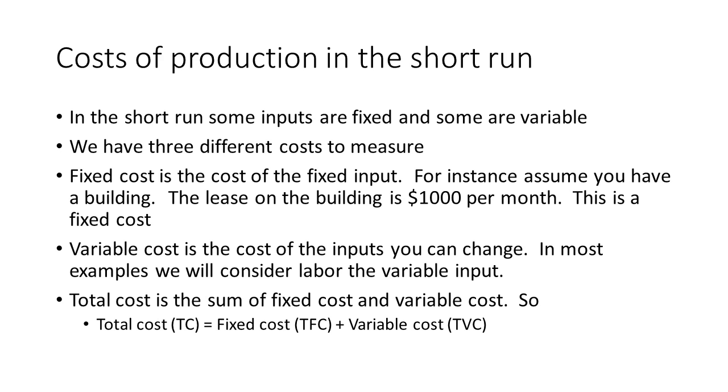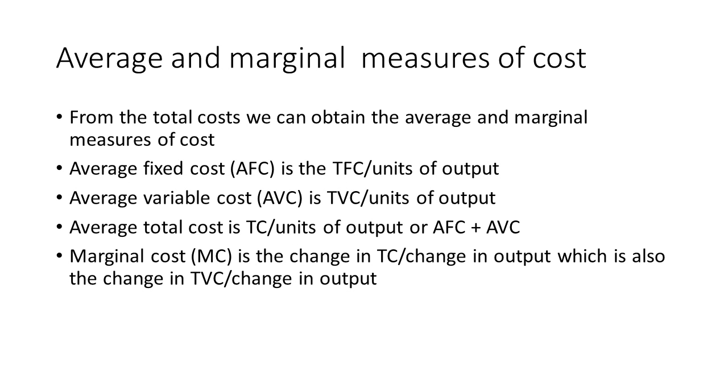Total cost is the sum of the fixed cost and the variable cost. So I've noted these. Total cost is TC, fixed cost TFC, variable cost TVC, and we'll shorten it that way. From the total cost, we can obtain the average and the marginal measures of cost. Average fixed cost, AFC, is the total fixed cost divided by the units of output. Average variable cost, AVC, is total variable cost divided by units of output.